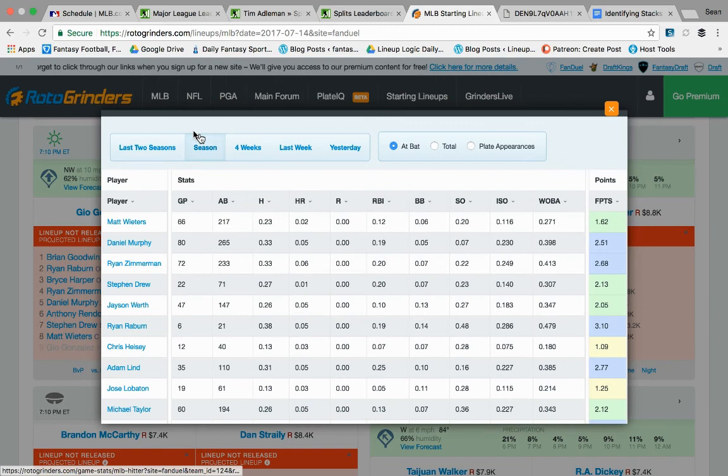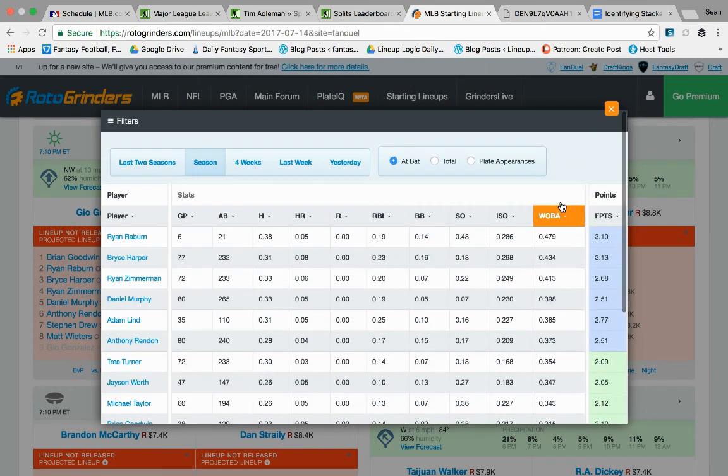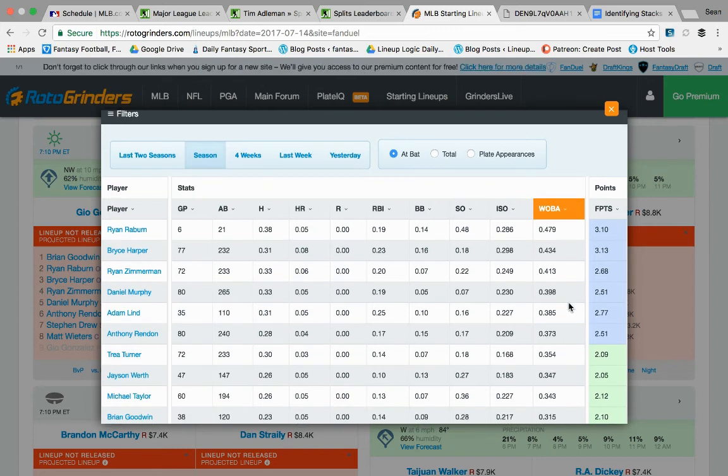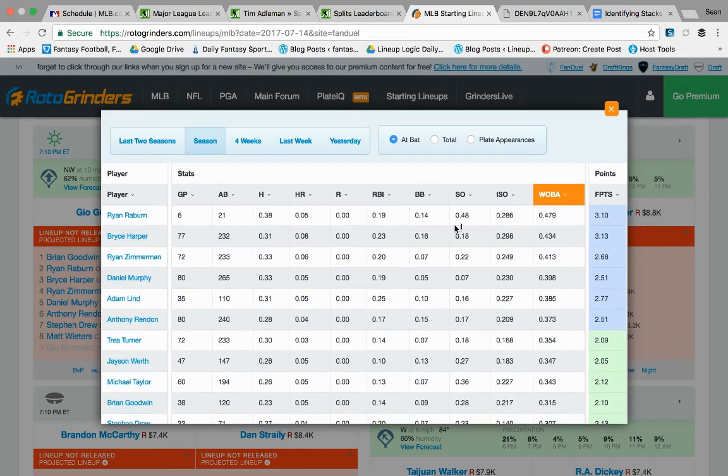But what we can look at is the season here in 2017, and what I'm going to do is sort this by wOBA. I want to see who has the best weighted on base average versus righties on the Nationals. Now I see Ryan Raburn pop up there. That doesn't mean I'm rushing to roster Ryan Raburn because of this small sample size. 21 at-bats isn't really a huge sample size and only 6 games played.